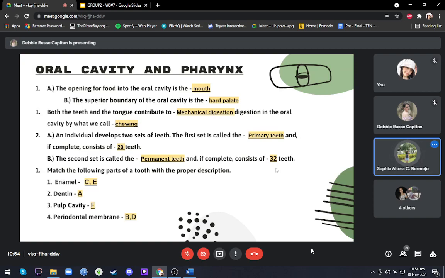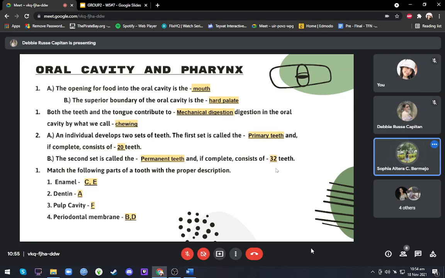Number 1, match the following parts of a tooth with the proper description. So for number 1, enamel, our answer for that is C and E. For dentine, our answer is A. For number 3, pulp cavity, our answer is F. For number 4, periodontal membrane, our answer is B and D.